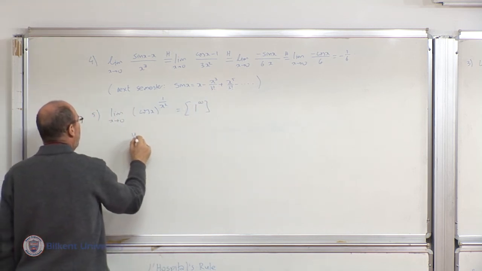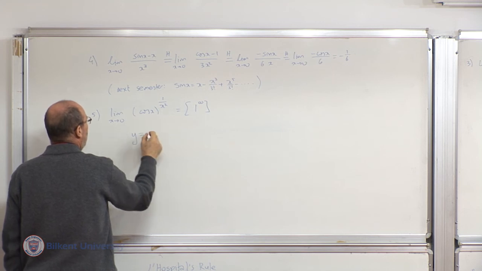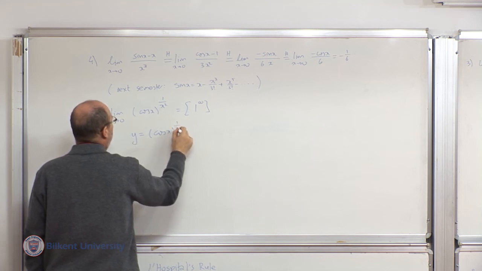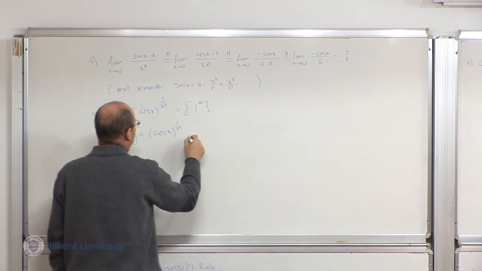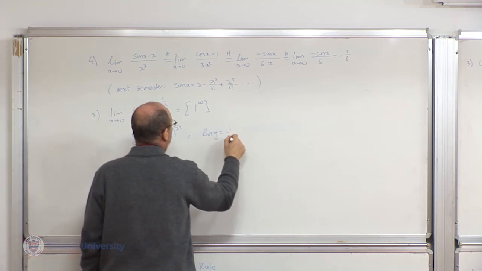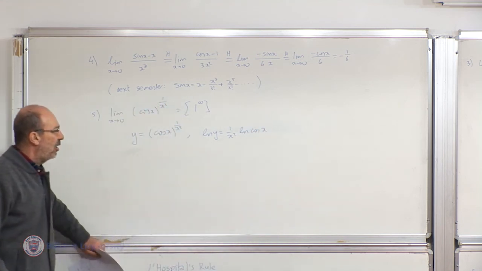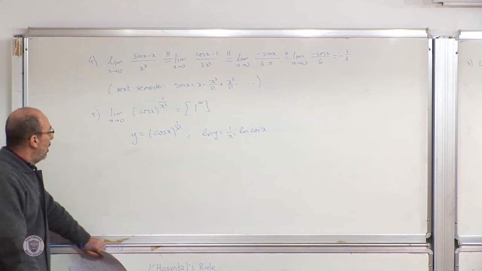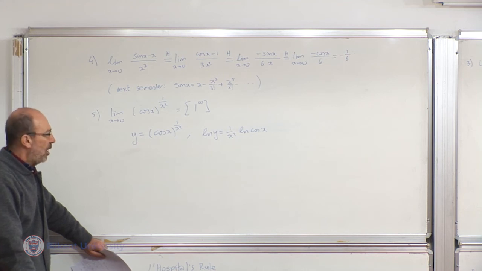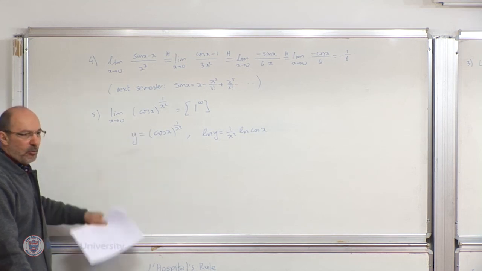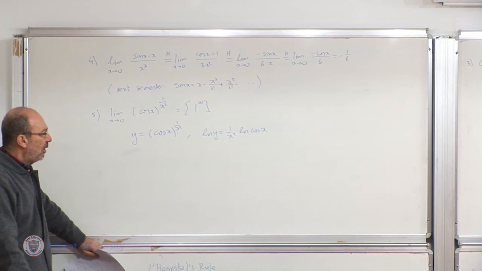So again, we use the usual procedure. This is cosine x to the power 1 over x squared. Then ln y is equal to 1 over x squared ln cosine x. And here we must stop and check if ln cosine x makes sense. When x is close to 0, whether x is positive or negative, cosine x is close to 1. So it's always positive there. So around x equals 0, ln cosine x makes sense. We are taking the logarithm of a positive function.